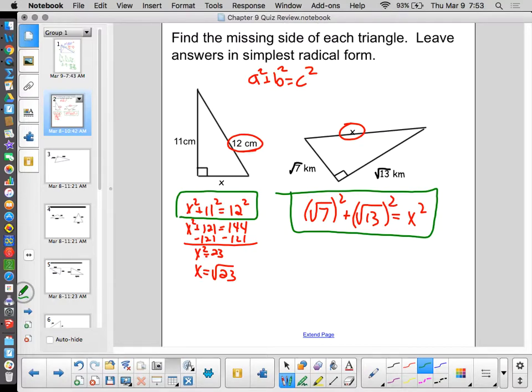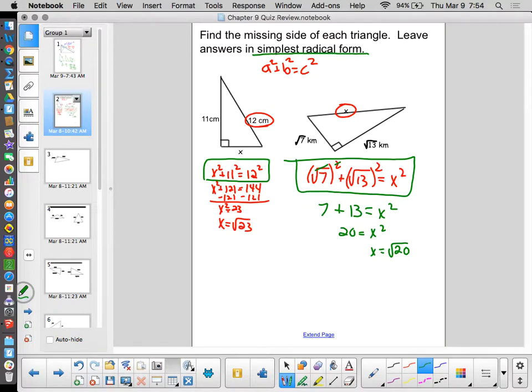Okay? Square root and squared are opposite functions. They cancel, actually inverse functions is the correct term. They cancel each other out, so that's 7 plus 13 equals x squared, so 20 equals x squared, so x equals the square root of 20. But it does say simplest radical form. So I've got to reduce that radical. That doesn't mean decimalize it. That means square root of 4, square root of 5, 2 root 5.